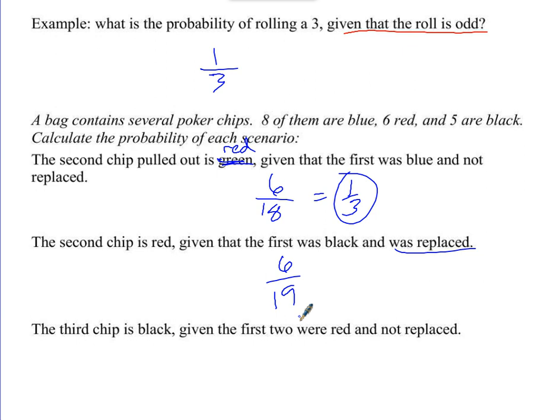And that last one, the third chip is black, given that the first 2 were red and not replaced. So now, what is my probability? There are 17 chips in the bag because I pulled 2 of them, and I didn't put them back. And now I want a black chip. There's 5 black chips in the bag, 17 chips in the bag total, so 5 over 17. So that's how you can work conditional probability in a situation like that. Just take into account what has already happened, and then work from there.